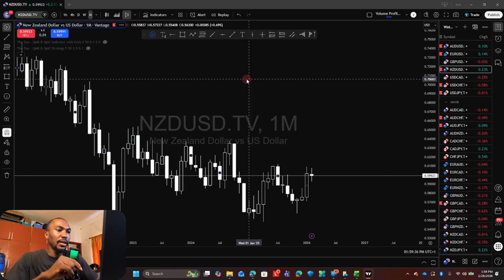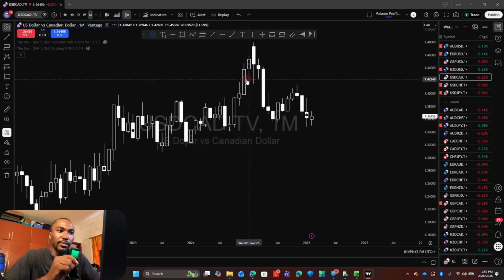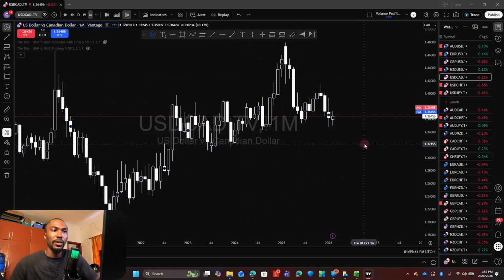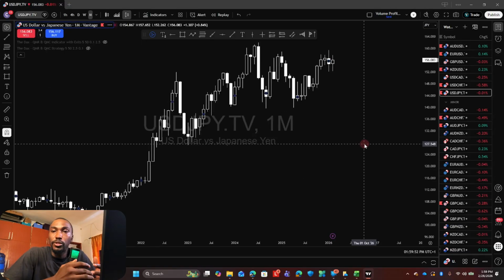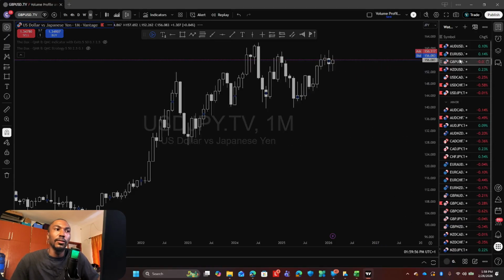But the New Zealand dollar against the US dollar, it was a doji month. The US dollar against the Canadian dollar was also a doji month, with a slight move against each other. It means this month was not extremely volatile. Looking at all the USD pairs, there was not much volatility, except for the British pound.